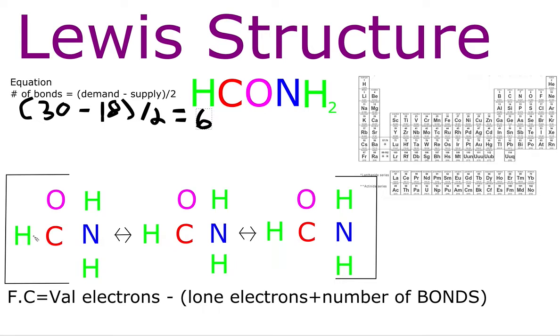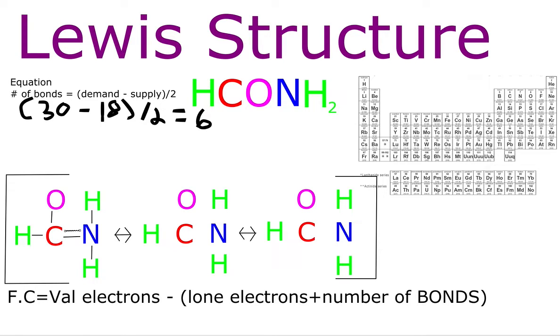So we have 6 bonds to give. Let's do our hydrogens first, because we know they only have a single bond, so it has the duet rule. Let's finish constructing our molecule. So now all of our atoms are connected. However, we have one more bond to give because 1, 2, 3, 4, 5, 6 minus 5 is 1. Now we can either put the double bond between the carbon and the nitrogen or between the carbon and the oxygen. Let's just put it between the carbon and the nitrogen first.